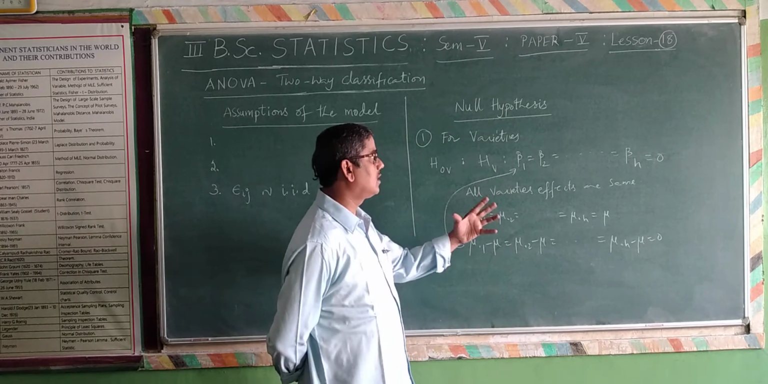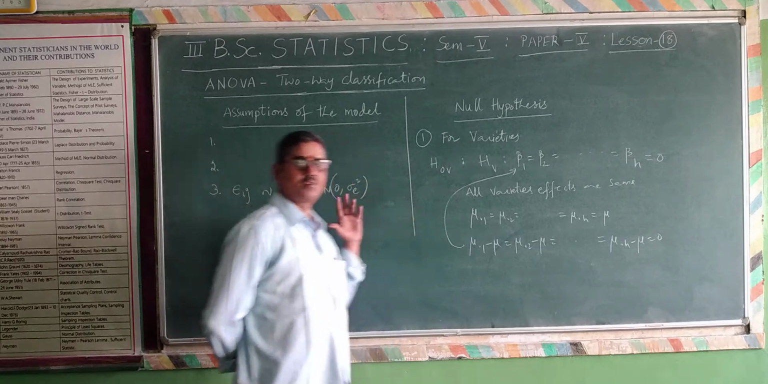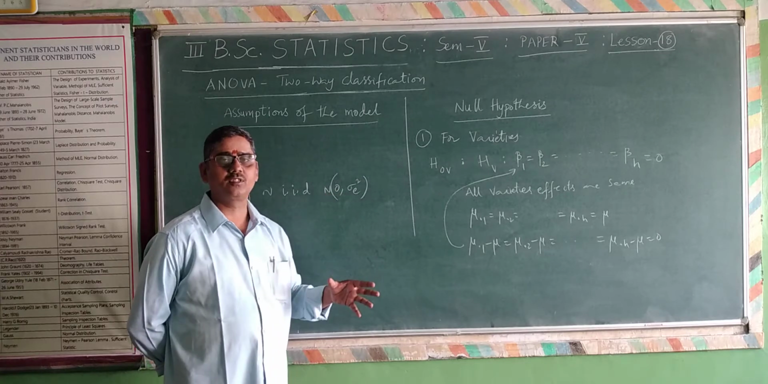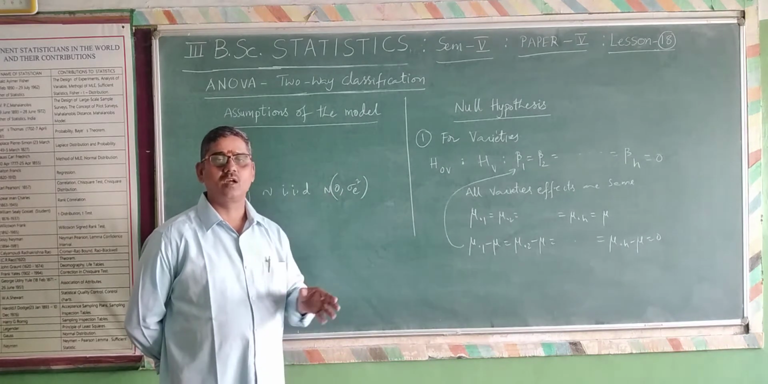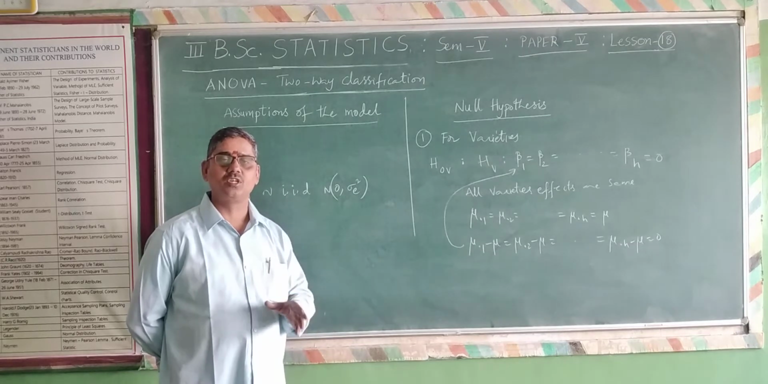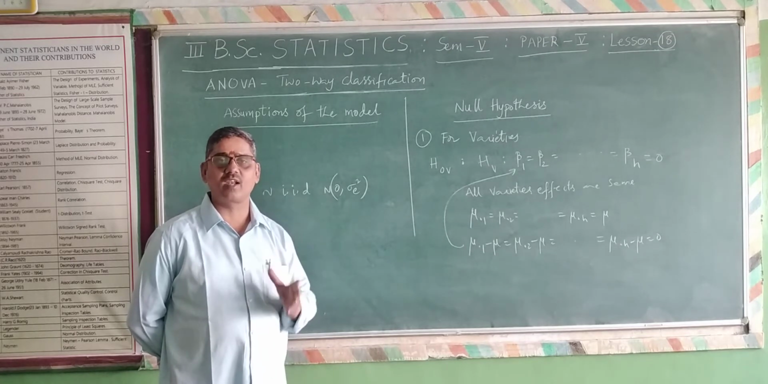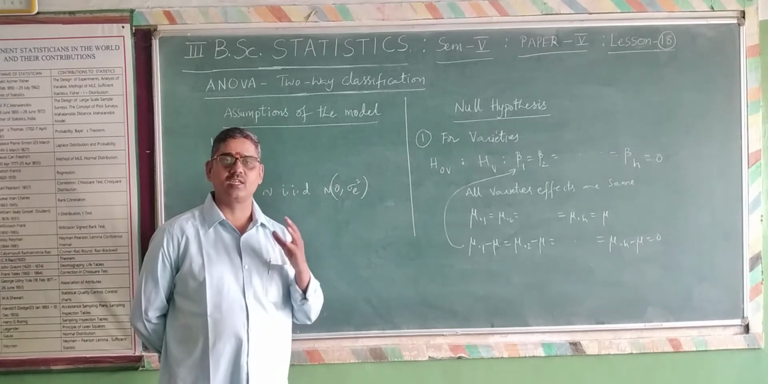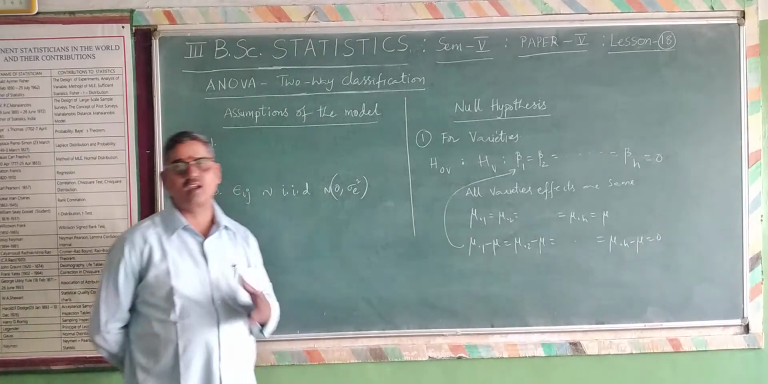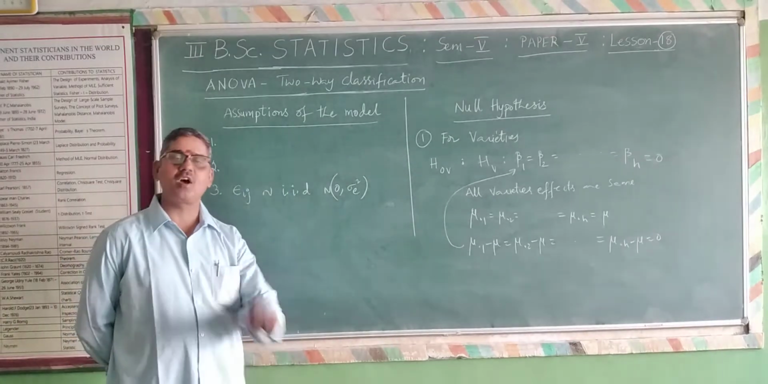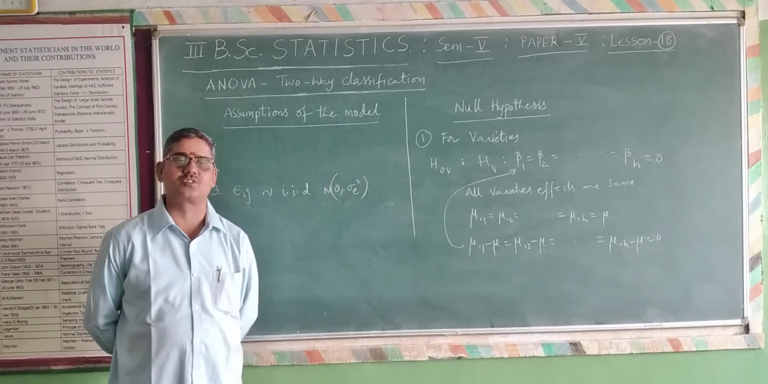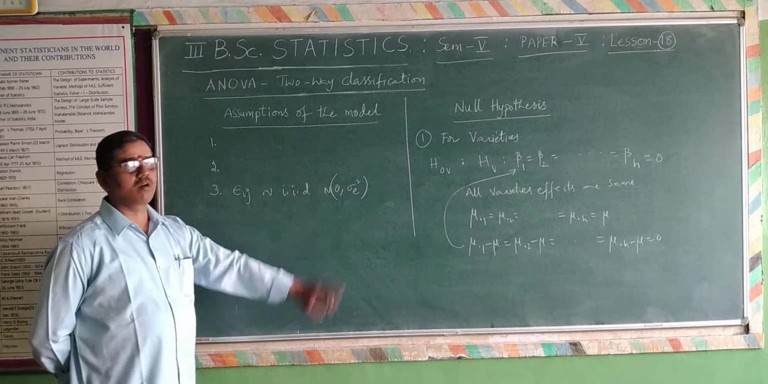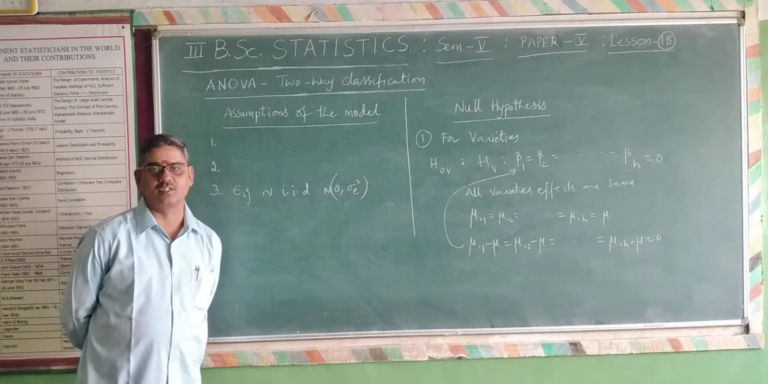Do you understand the concepts of null hypothesis and assumptions of the model? This is the null hypothesis for treatments and for varieties. All treatment effects are same for treatments, all variety effects are same for varieties. We consider the hypothesis with no difference. The null hypothesis is considered for two-way classified data, for which you have two factors. We have considered two null hypotheses, and similarly the assumptions of the model. These are the two particular topics I explained today in this lesson. Thank you.